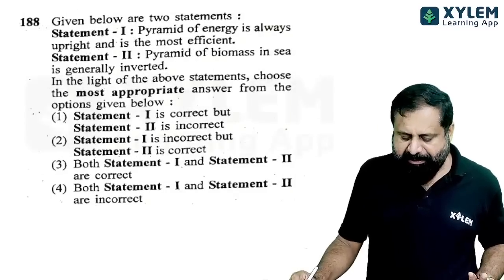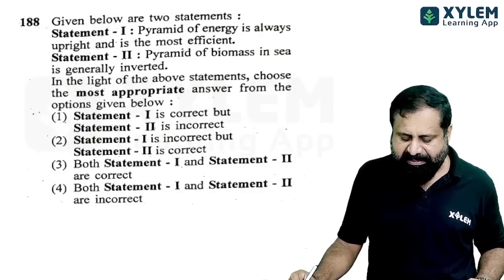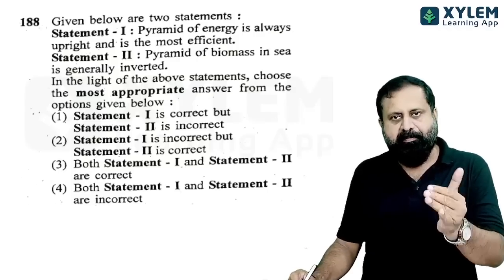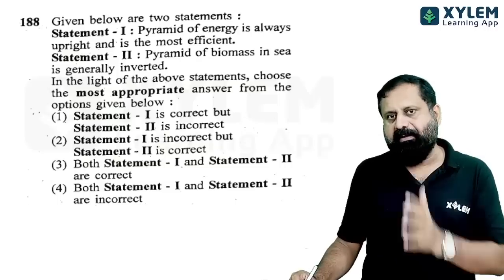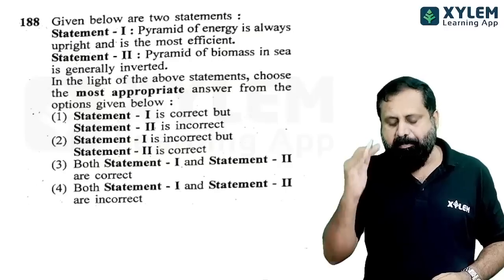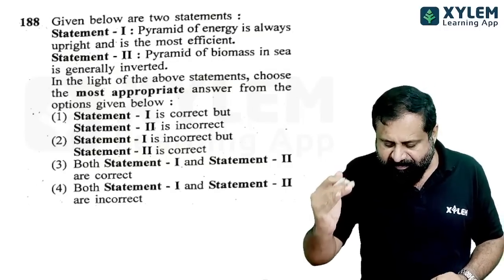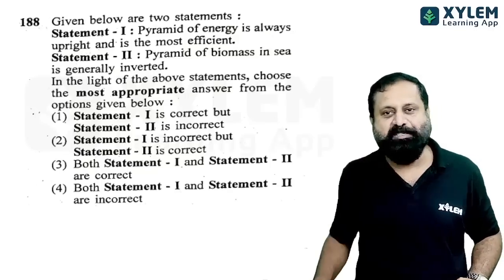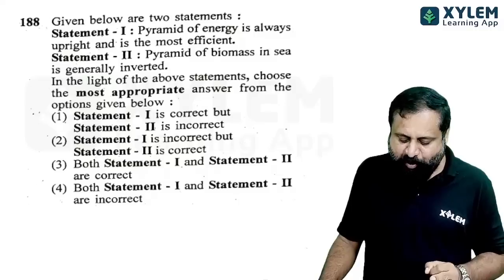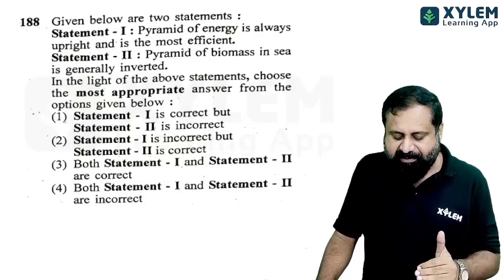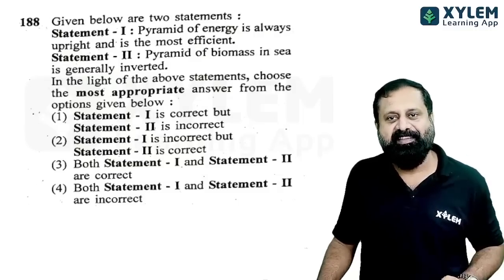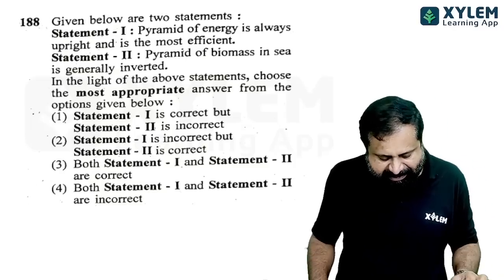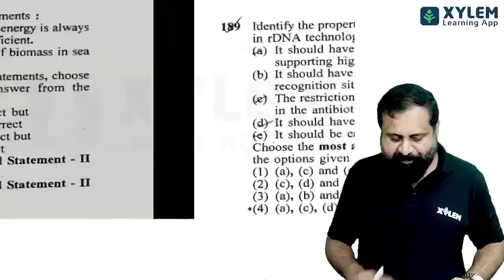188, given below are two statements. Statement 1, pyramid of energy is always upright and is most efficient. In your ecosystem, biological pyramids or ecological pyramids are given there. You can see pyramid of energy is always upright because there is a law of 10%. Then statement 2 is saying that pyramid of biomass in sea is generally inverted. It is also given there. Okay, so statement 1 and 2 both are correct. 188, option number 3 is the right answer.